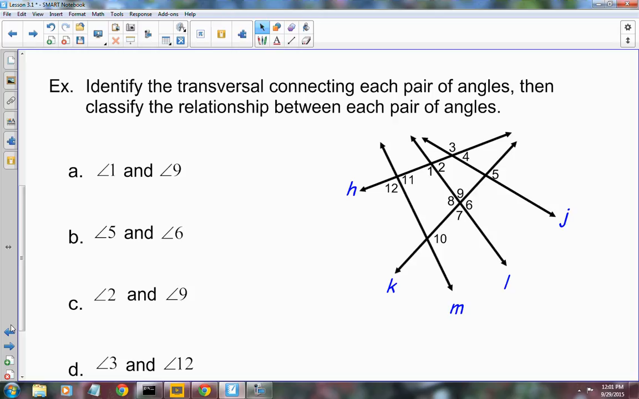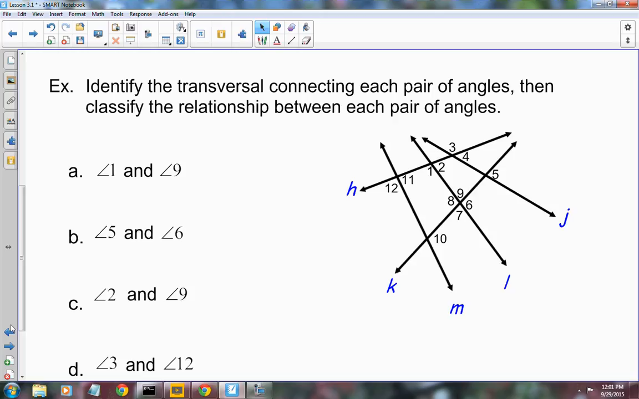angles. Now, one correction I want you to make is on letter C, change this to 2 and 9. I think yours says 2 and 6. Make it 2 and 9. Now, not really hard, except for sometimes when you have all these numbers, all these angles, all these lines, things kind of get jumbled. So what I recommend doing is highlight the lines that create the angles. And that'll help you be able to determine the transversal and the relationship between the angles.